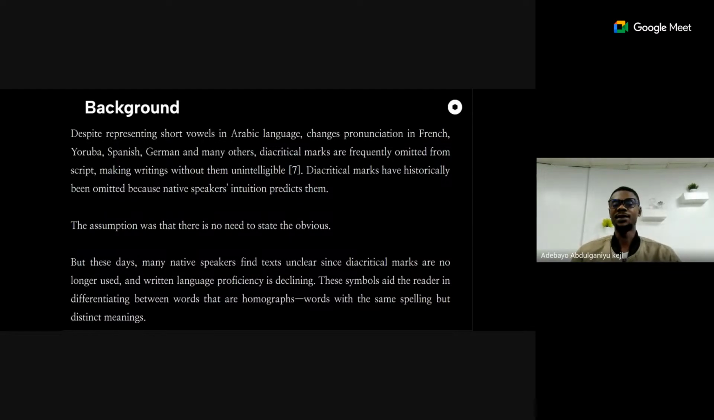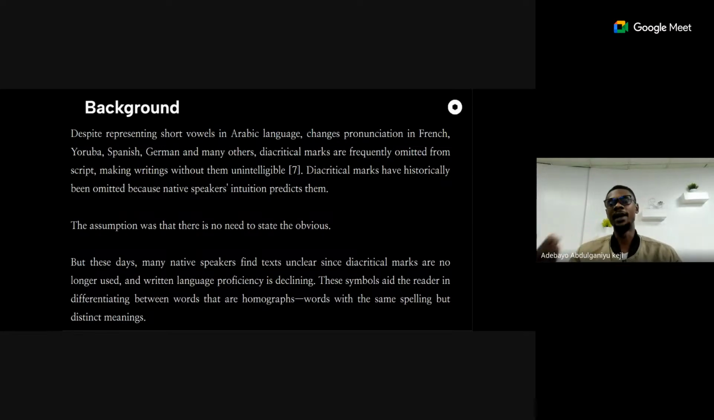Okay, so despite representing short words in Arabic language, diacritics change pronunciation in French, just as I said earlier, Yoruba, Spanish, German, and many others. In Arabic, diacritical marks are frequently omitted from scripts, making writing without them unintelligible. So diacritical marks have historically been omitted because native speaker intuitions predict them. Yeah, so if you read some Arabic text nowadays, you find out that the signs are missing, because they believe that you should be able to read them without those signs.